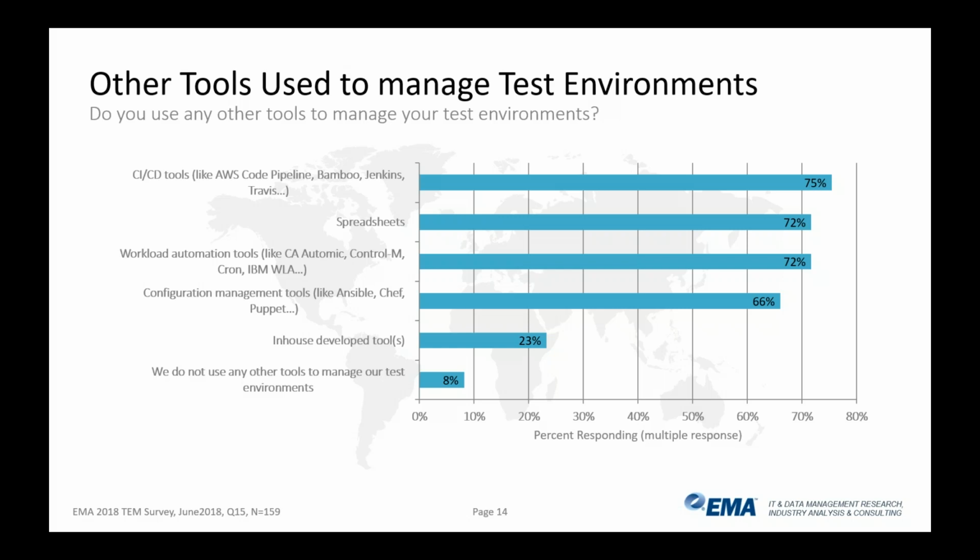So you're going to see that across enterprises anyway, and the scripting that goes into some of those tools, or the control over production systems and potentially test environments that WLA can provide, I'm sure all factors into how these test environments are managed. But the fact that you see spreadsheets at 72% is a little disappointing. That means there's a lot of manual activity still going on.